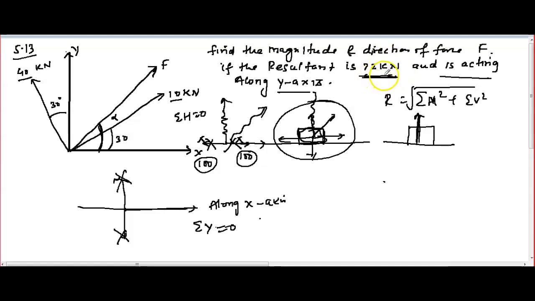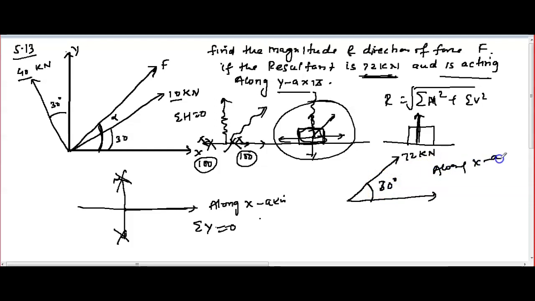And consider another case where a resultant of 72 kilonewtons is acting at 30 degrees along the x-axis. Then what will you write? See here. Consider the resultant 72 is given, and 72 kilonewtons resultant is acting at 30 degrees along the x-axis or y-axis, anything. Consider I am taking it as 30 degrees along the x-axis.